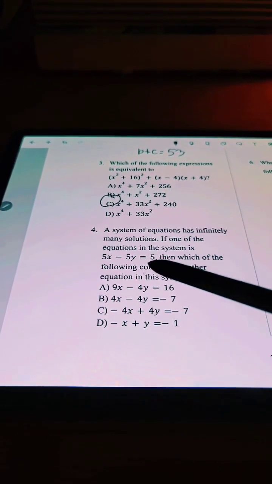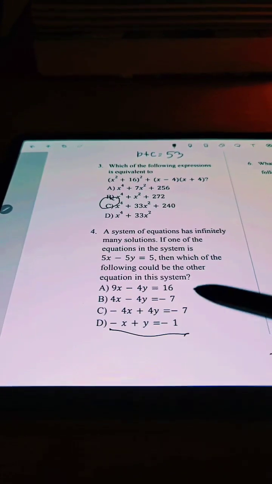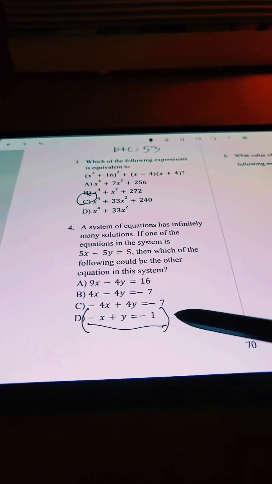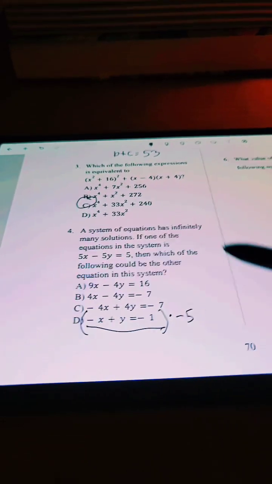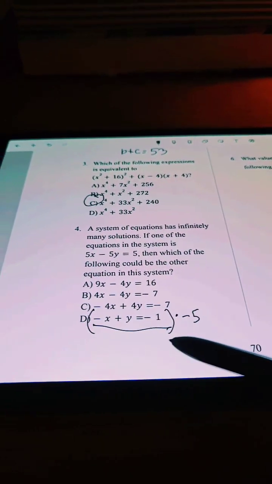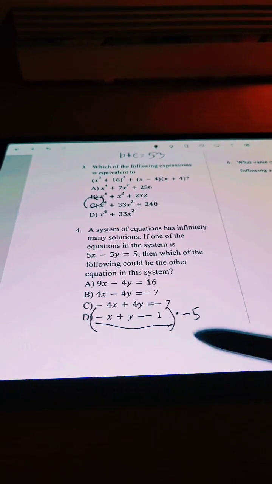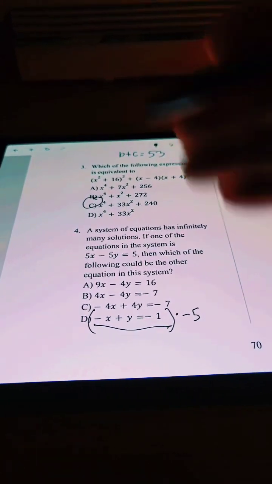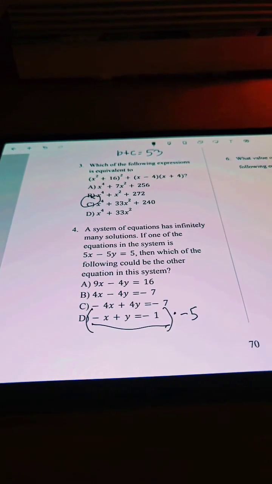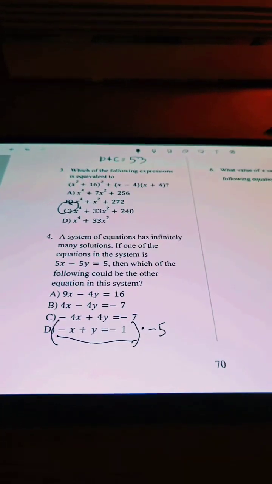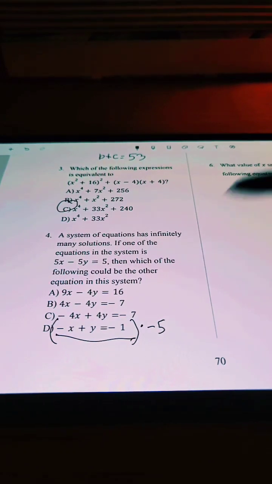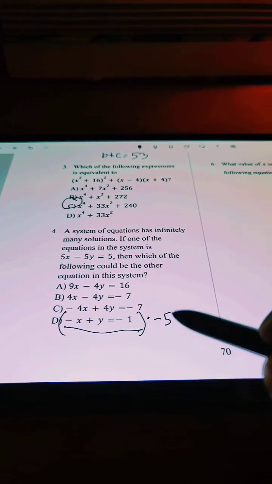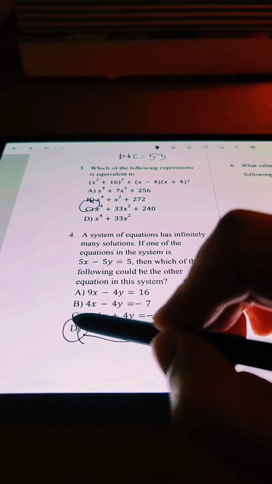With D, I can multiply this entire equation by -5. And if I do that, I'm going to get the exact same equation I have up here. So if I have the exact same equation in my system, I have the same line. If I graph it, they're going to be right on top of each other at every single point. They're going to have infinitely many solutions. So it would be answer choice D right here.